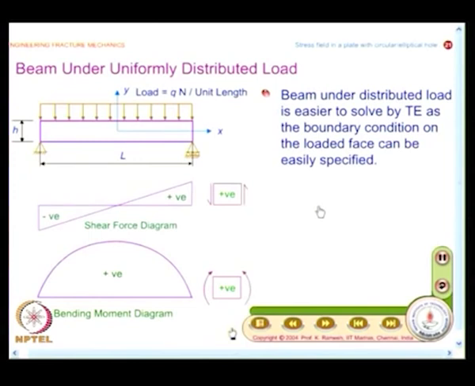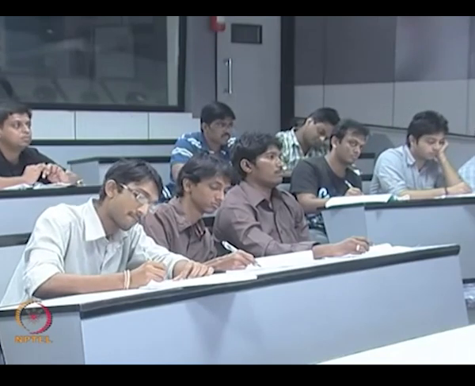And in the last class we started discussing the solution for the case of a beam under uniformly distributed load. I drew your attention to the fact that when I have a uniformly distributed load, shear force varies along the length of the beam. It is not remaining constant, it is varying along the length of the beam. When shear varies along the length of the beam, your flexure formula is no longer valid.